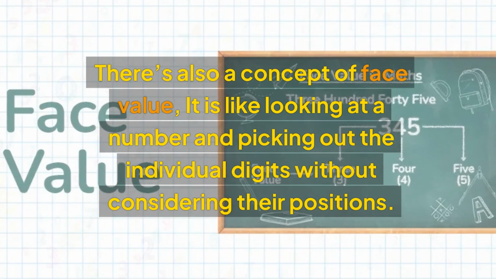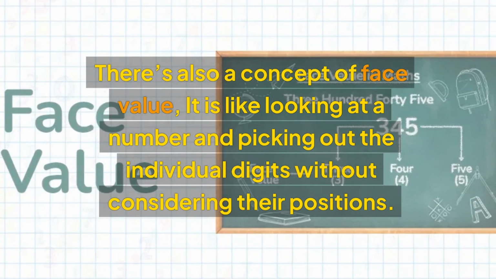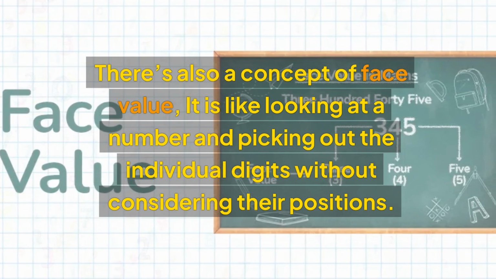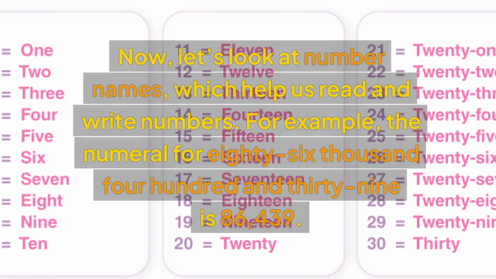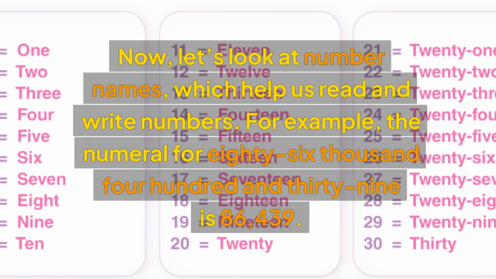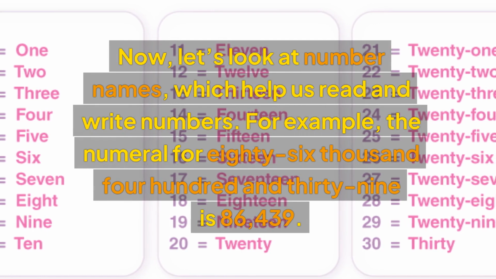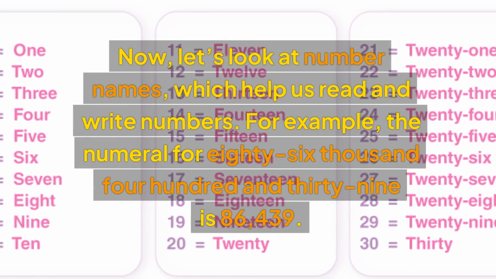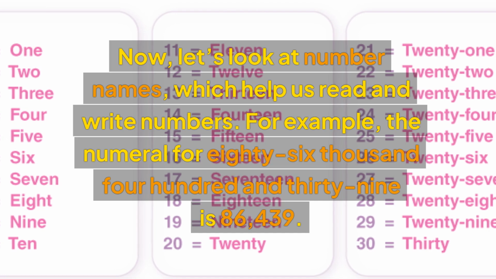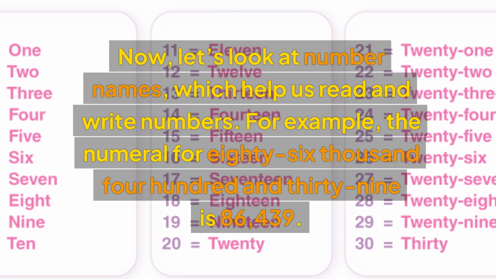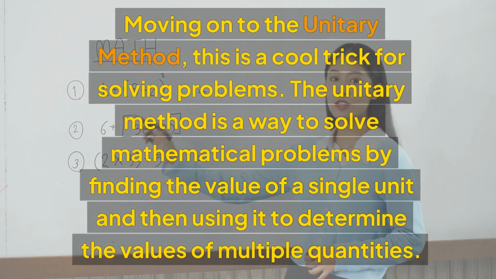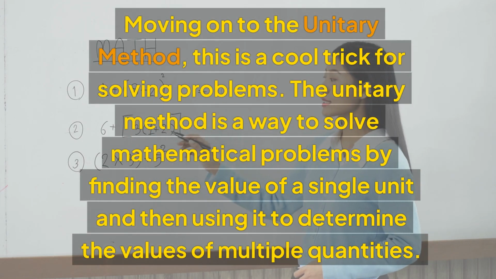There's also a concept of face value. It is like looking at a number and picking out the individual digits without considering their positions. Now, let's look at number names, which help us read and write numbers. For example, the numeral for 86,439 is 86,439.